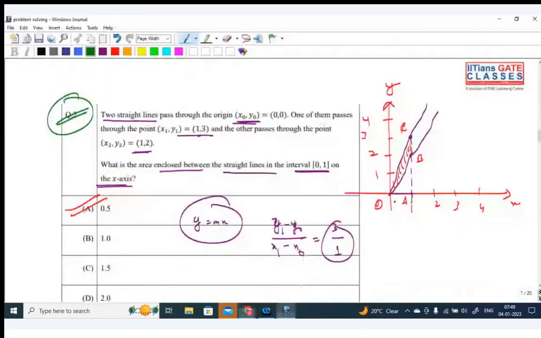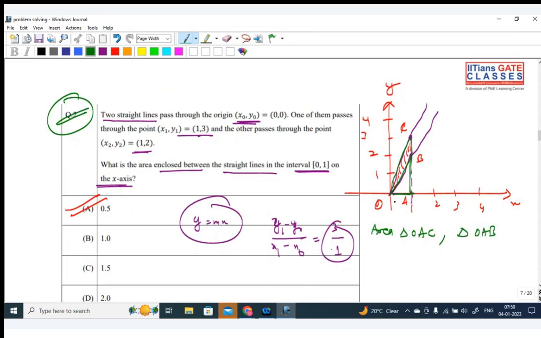Suppose this is the situation here. There are two triangles you can imagine: this is one triangle, from this to this, and this is another triangle, from here to here. Find the area of triangle OAC and the area of triangle OAB, and just subtract them, and you will get the answer.